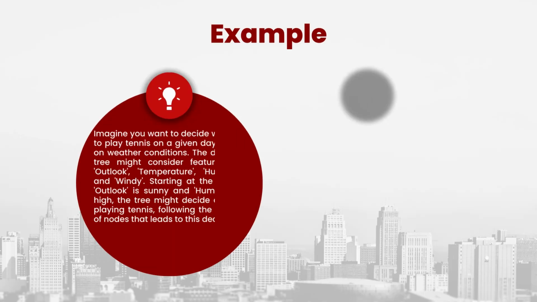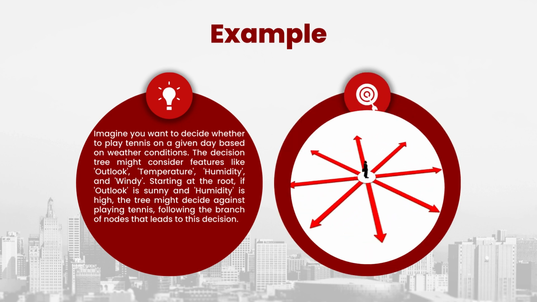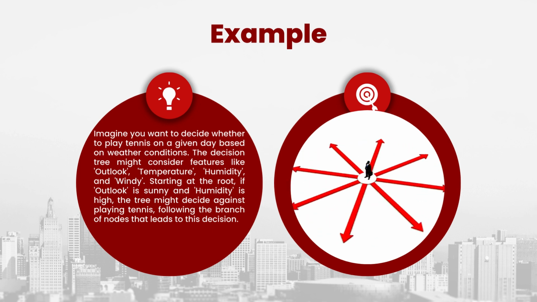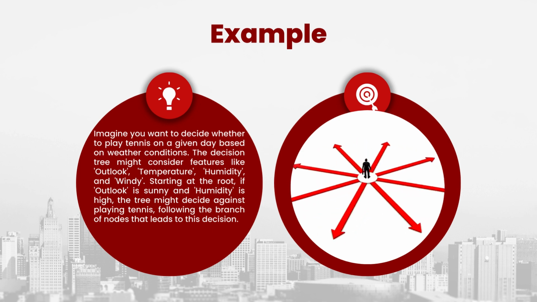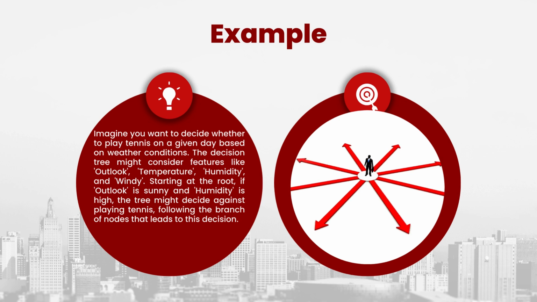Example: imagine you want to decide whether to play tennis on a given day based on weather conditions. The decision tree might consider features like outlook, temperature, humidity, and windy. Starting at the root, if outlook is sunny and humidity is high, the tree might decide against playing tennis, following the branch of nodes that leads to this decision.